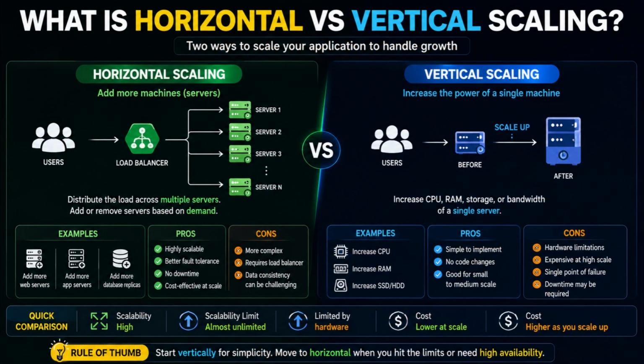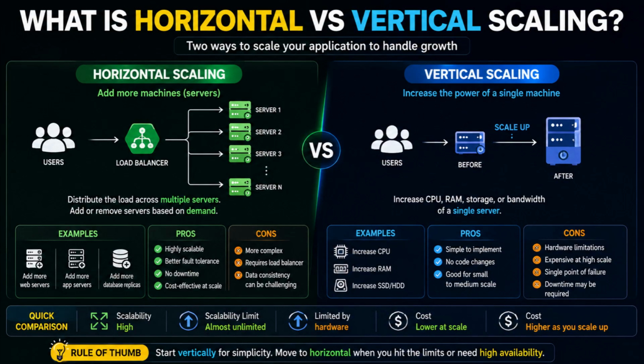What is the difference between horizontal and vertical scaling? Horizontal scaling means adding more servers. A load balancer distributes traffic across multiple machines, allowing you to scale up or down based on demand. Its advantages include high scalability, better fault tolerance, and minimal downtime. The trade-off is increased system complexity.